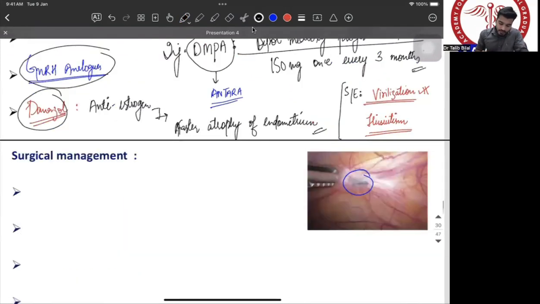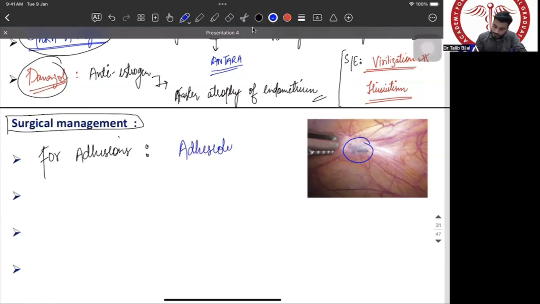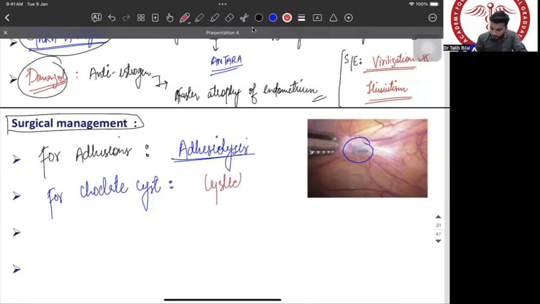Now, if we talk about the surgical management of endometriosis, I've already discussed that a patient will have adhesions, and for adhesions I'm doing adhesiolysis. Okay. For chocolate cyst, I will do cystectomy.